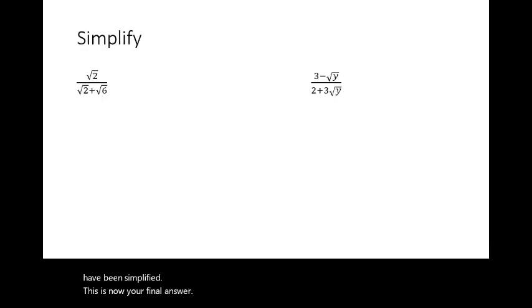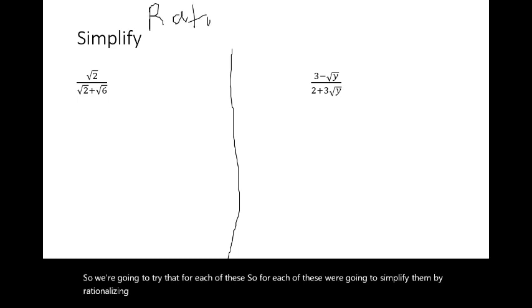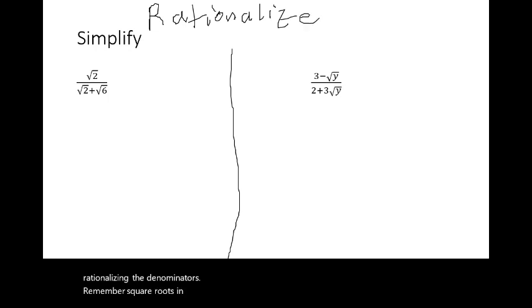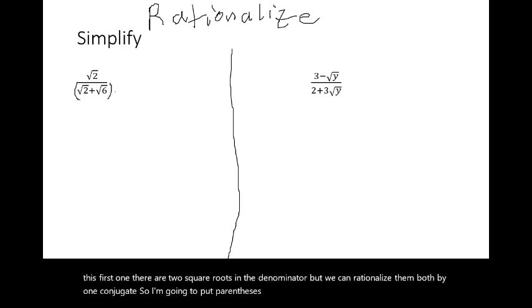So we're going to try that for each of these. So for each of these, we're going to simplify them by rationalizing the denominator. Remember, square roots in the numerator are okay, square roots in the denominator are not. So for this first one, there are 2 square roots in the denominator, but we can rationalize them both by 1 conjugate. So I'm going to put parentheses around this because we're going to have to FOIL.